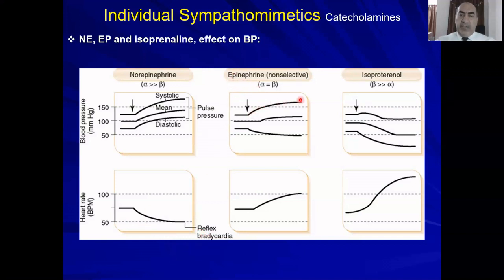Epinephrine, we said it increases the systolic blood pressure, whereas it decreases the diastolic blood pressure due to the effect on the beta 2 receptors in the skeletal muscle. Heart rate, of course, will increase due to the effect on beta 1 receptors. Isoproterenol, the effect on mean blood pressure is almost no change, but the diastolic pressure will decrease due to the effect on beta more than alpha receptors, and heart rate will increase.